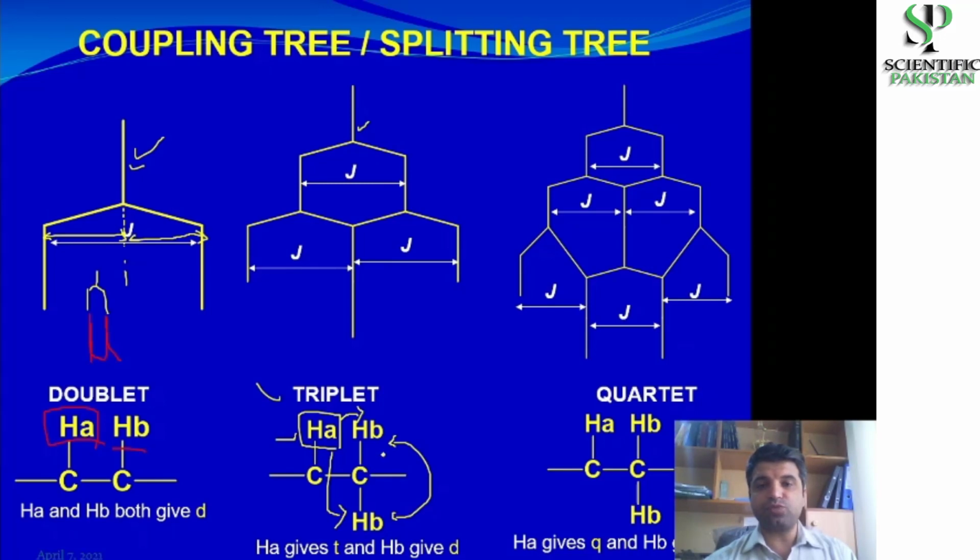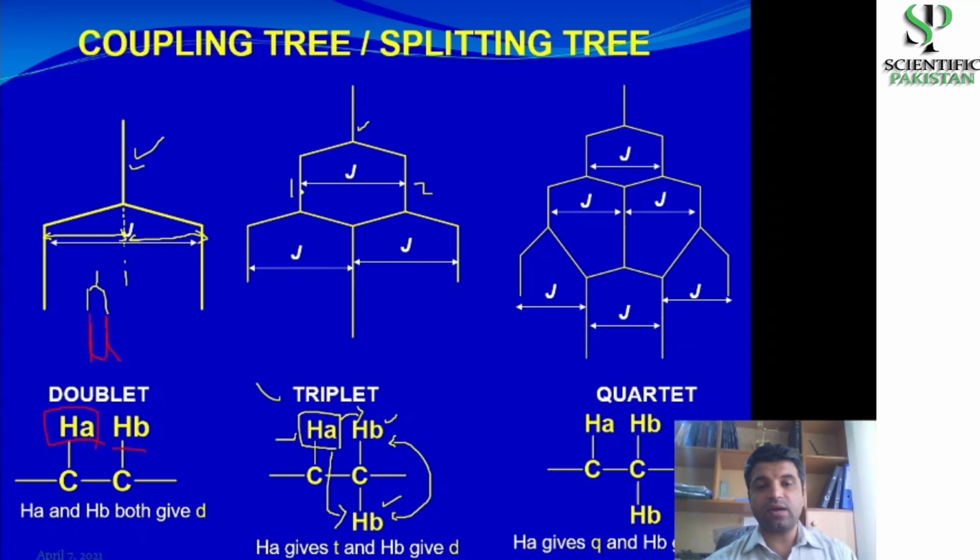Now because both Hb protons are magnetically equivalent, they will have the same coupling with Ha. The magnitude of splitting will be the same. So the splitting because of the first Hb will be exactly equal to the splitting because of the second Hb. So the first line was split into two, and now we have these two lines, this one and this one. Each of these two lines, which are produced because of coupling with the first Hb, will be split into two because of coupling with the second Hb.